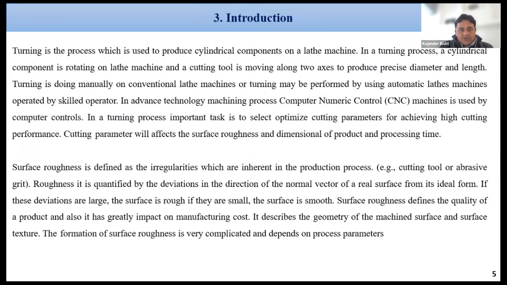Then this is the introduction, which introduces the turning process. Turning is used to produce cylindrical components on a lathe machine or turning machine, and it gives the product based on the requirement. Whatever cutting parameters we feed on the machine, it will give the shape of the product. In my experiment, I calculated the surface roughness of the product at various cutting parameters, changing the cutting parameters.